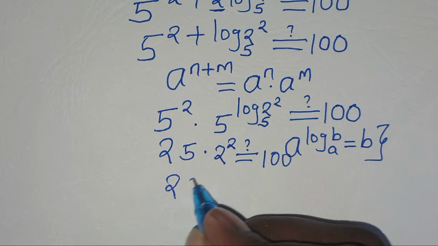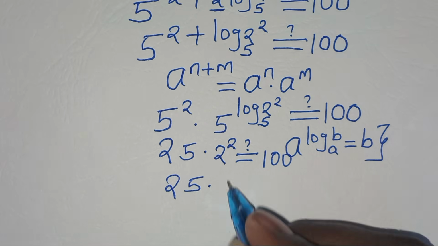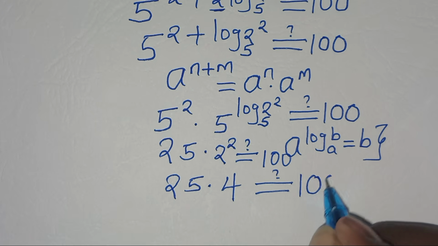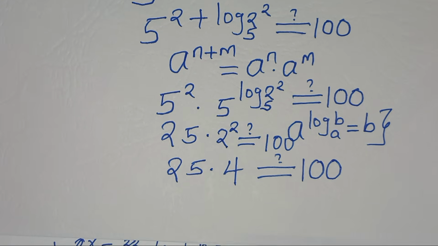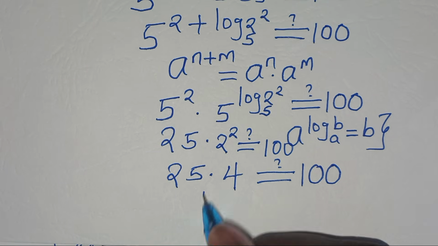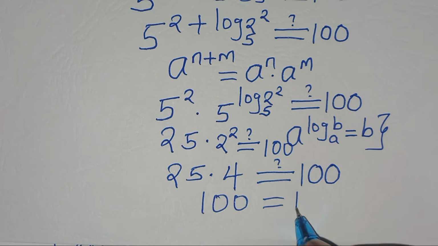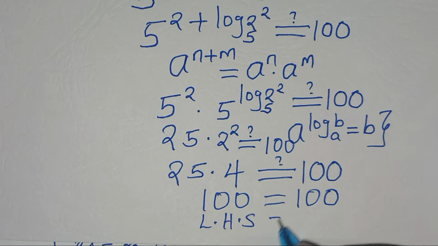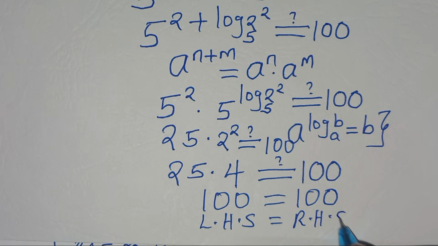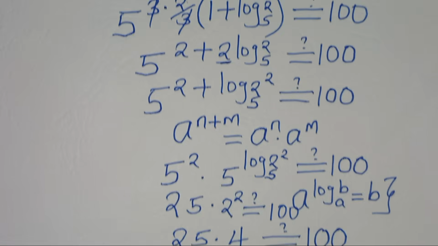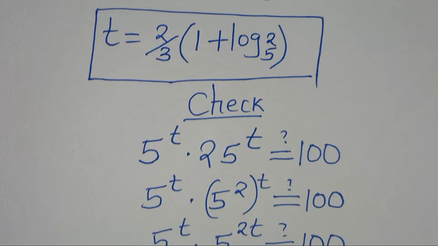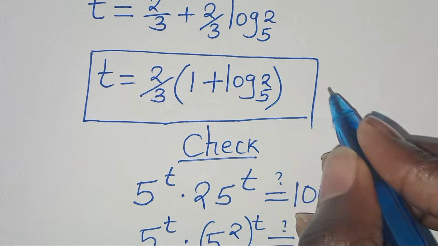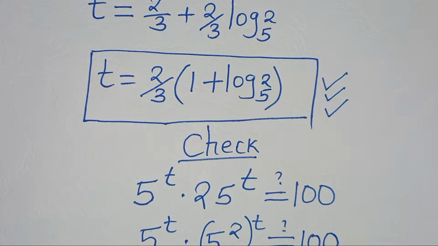So we have 25 multiplied by 2 squared, which is 4. This should give us a value of 100. So 25 times 4 is 100, which is equal to 100. So we have that the left hand side is equal to the right hand side. And this affirms that the value of t, which is 2 over 3 into the parentheses 1 plus log 2 to base 5, actually satisfies the equation.